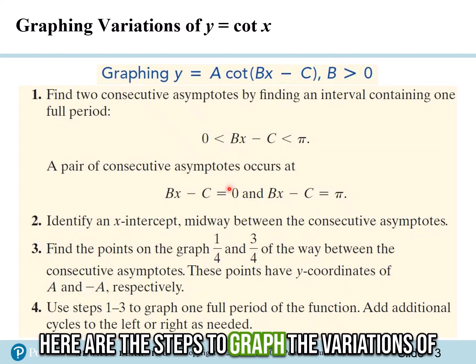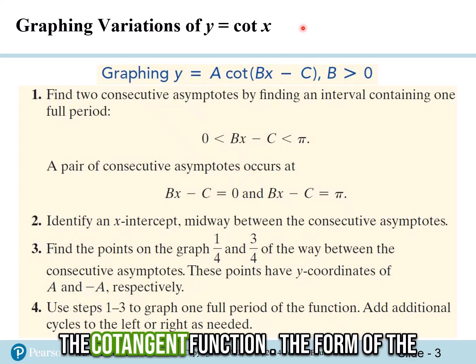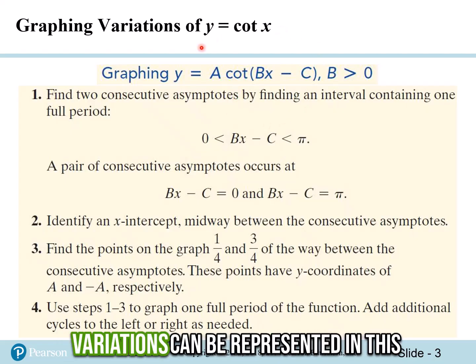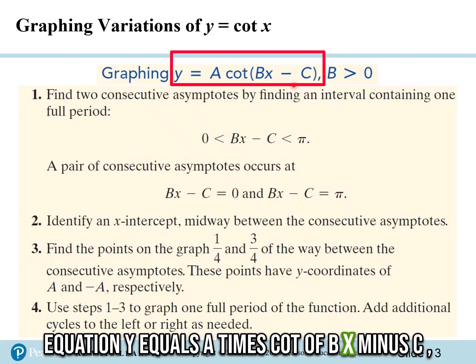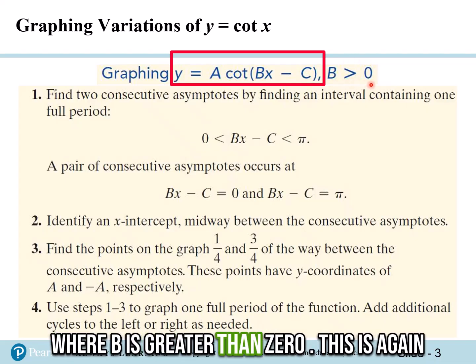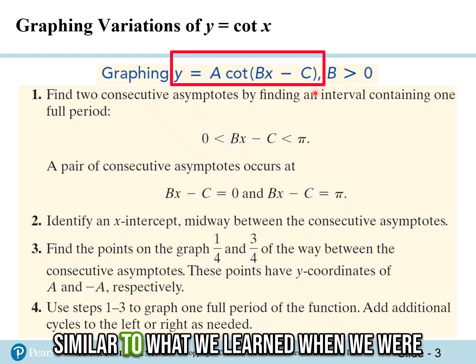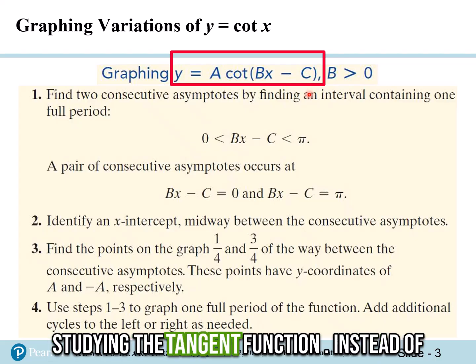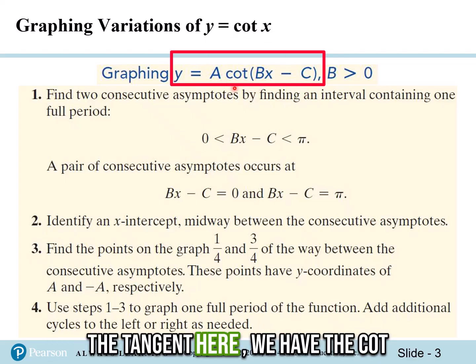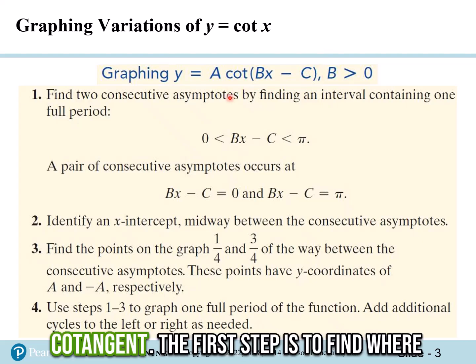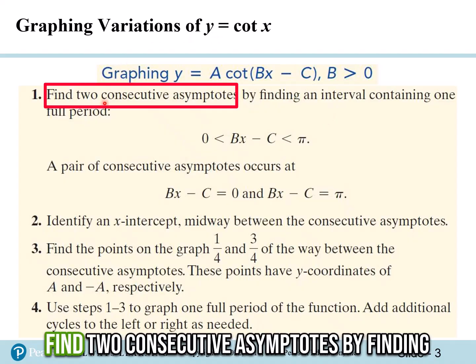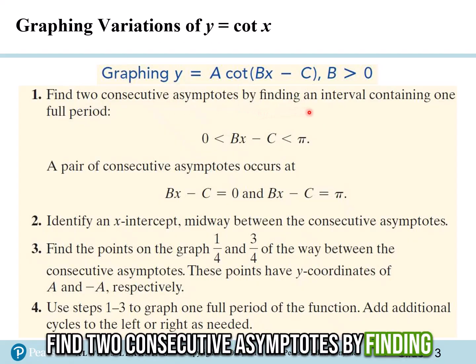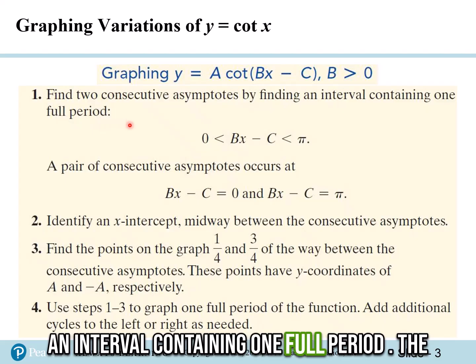Here are the steps to graph the variations of the cotangent function. The form of the variations can be represented in this equation y equals a times cot of bx minus c, where b is greater than 0. This is again similar to what we learned when we were studying the tangent function. Instead of the tangent here, we have the cotangent. The first step is to find where the asymptotes would be located. Find 2 consecutive asymptotes by finding an interval containing 1 full period.